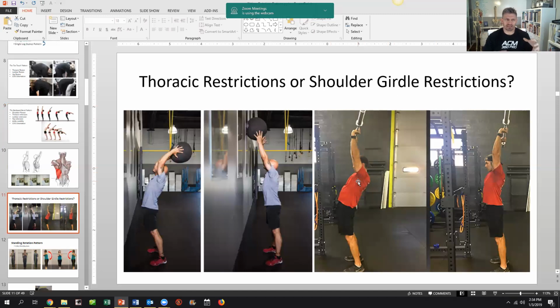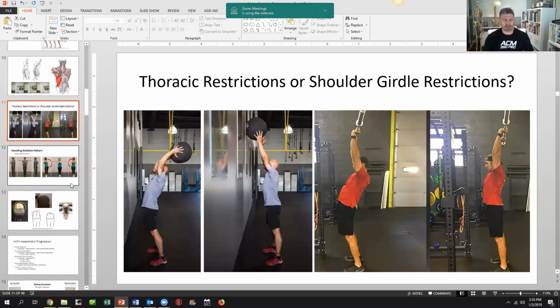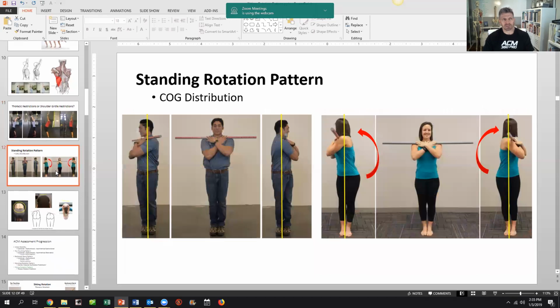So you understand we're looking at the difference between thoracic extension and shoulder girdle restriction. You're going to see the same functional movement, but we don't know yet which one it is. And that's one of the keys to that. That's why the sitting rotation pattern is so critical to understand, as well as the backward bend. We also talked about standing rotation as the center of gravity distribution.